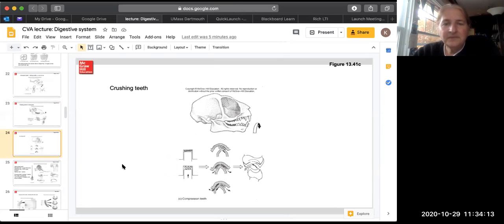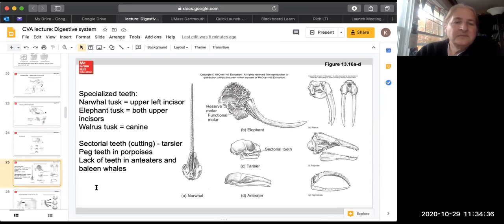And then here's another one. This is the crushing teeth of, for example, hyenas. You can see they're essentially fitting one tooth inside of a cone of another. So it's this kind of crushing. If they're bone eaters, like hyenas, they will crush tissue, compression.